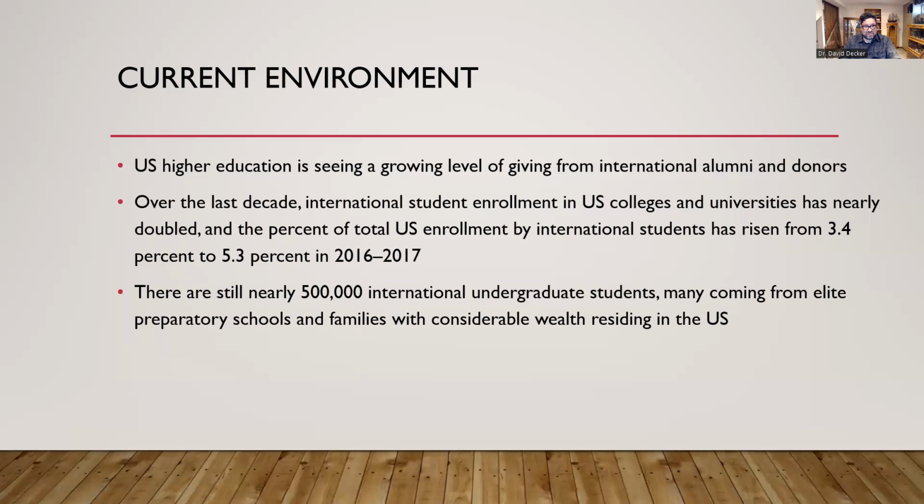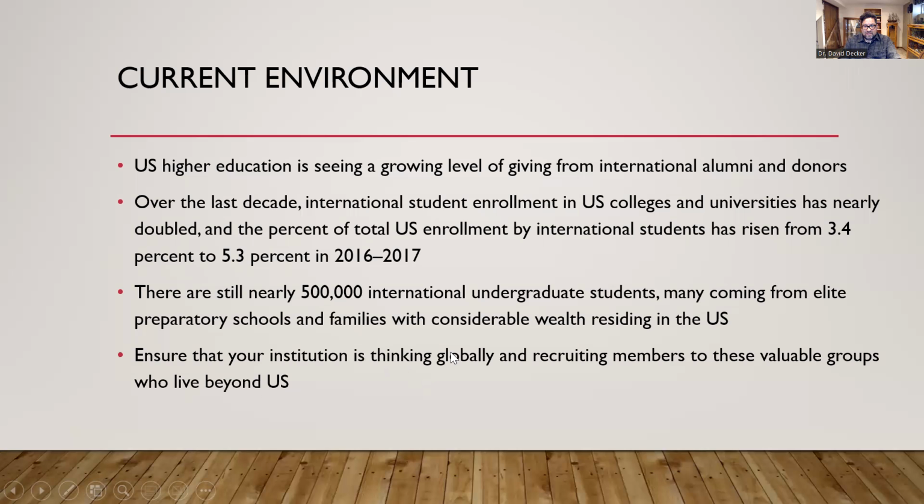And because of the restrictions on working in the US, they don't even get the help of some part-time work. So these families are paying not only for the full cost of the education, but the full cost of housing and feeding, clothing, transportation, all of that for their student, which is significantly more money than what a domestic student's family puts out. So right away, it shows you that they should be pushed up on the prospect list based on capacity alone. So what we want to do is ensure that your institution is thinking globally.